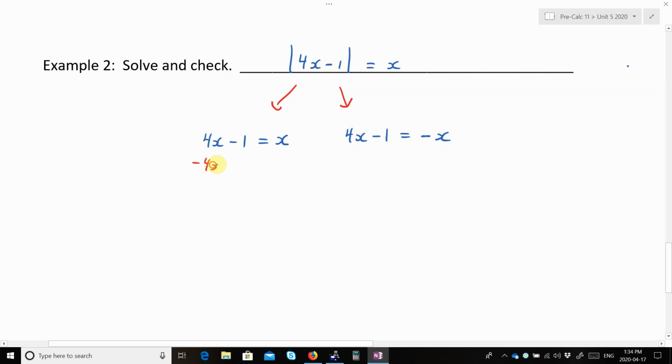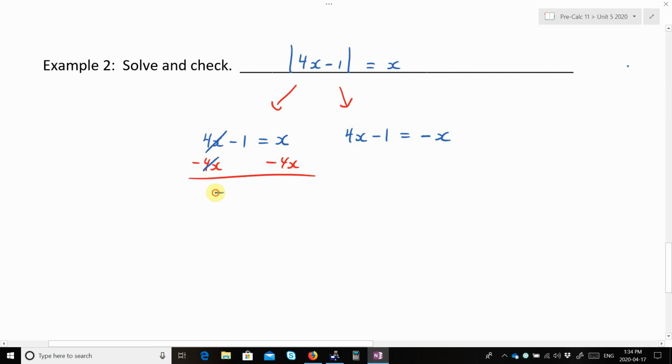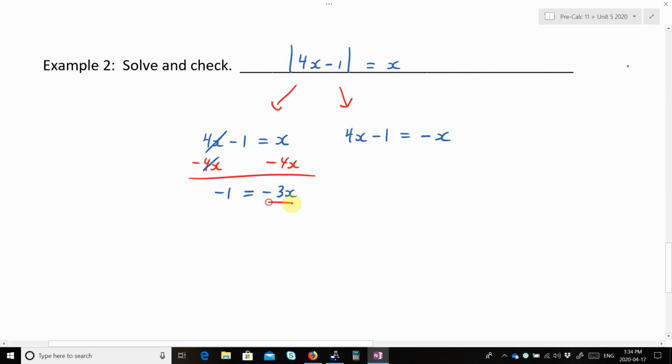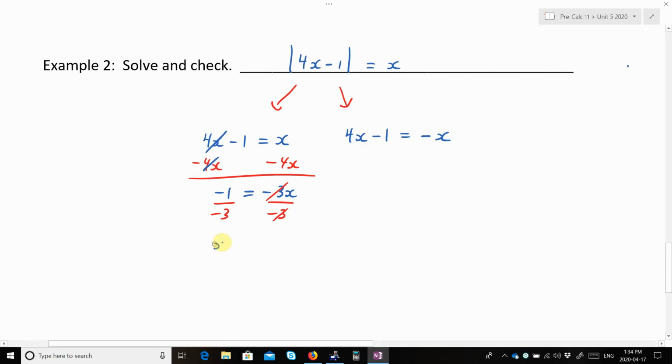Let's subtract 4x from both sides. We get negative 1 equals negative 3x. Divide by negative 3, divide by negative 3. And we are getting one possible answer of negative 1 over negative 3, which is 1/3. And now let's solve the other one.